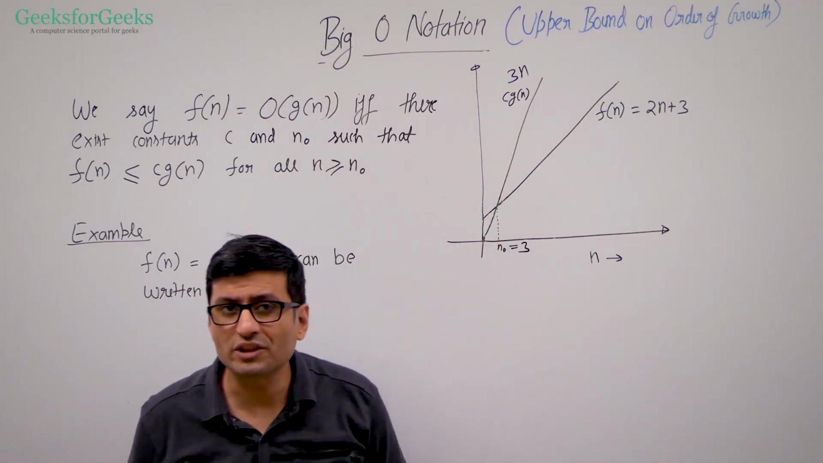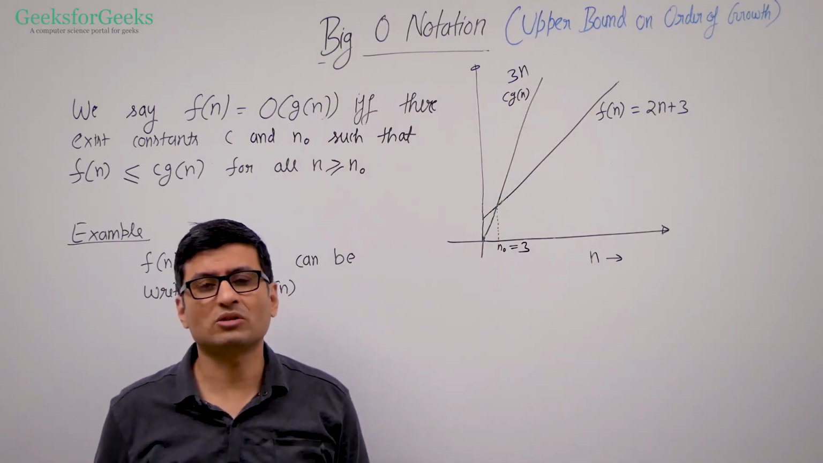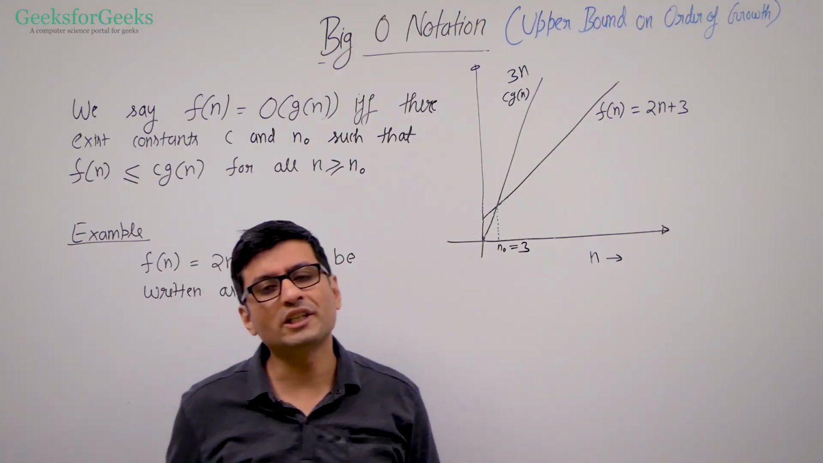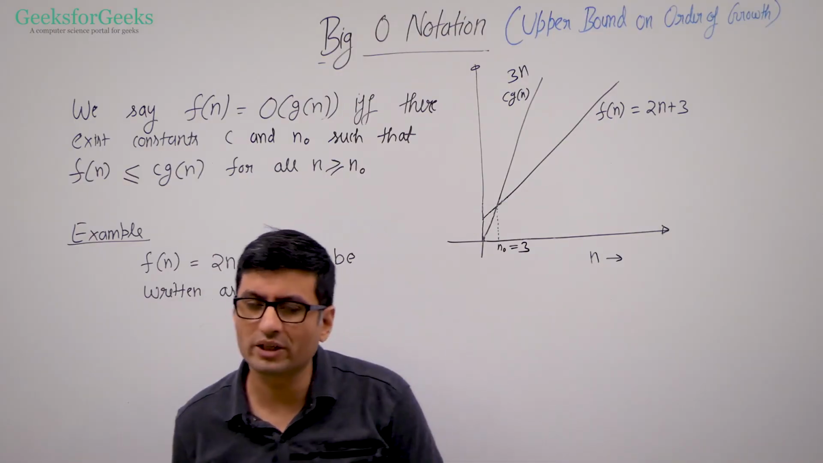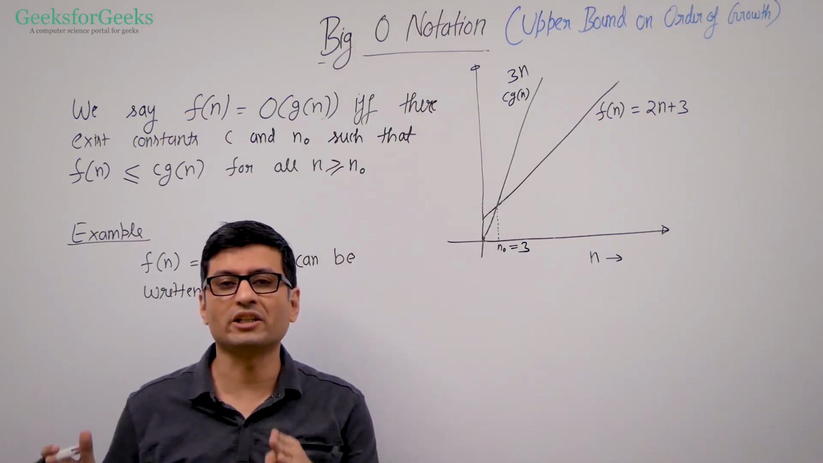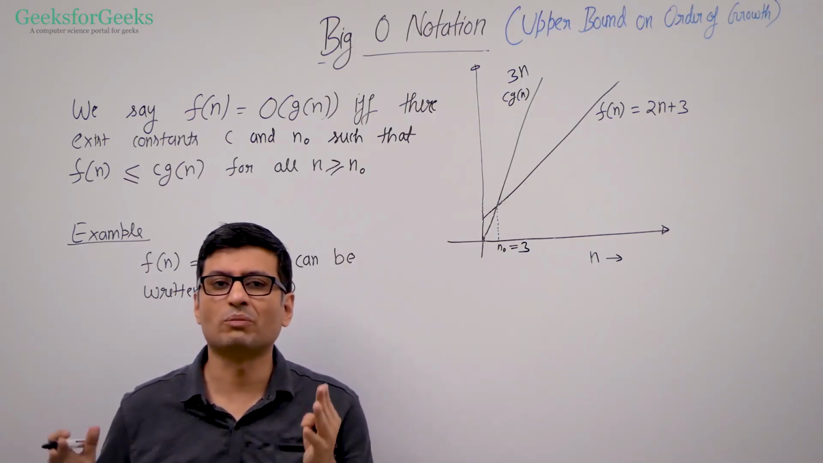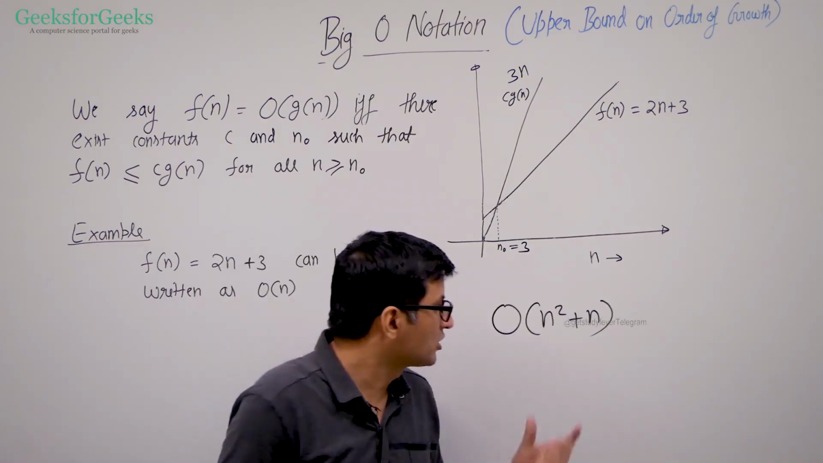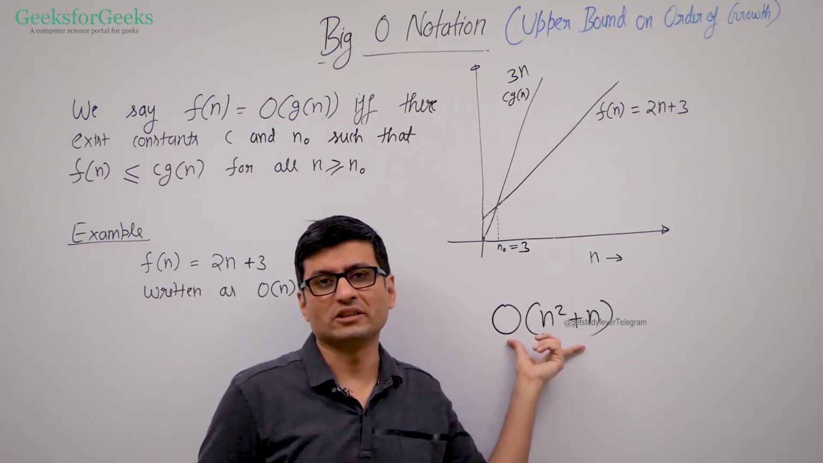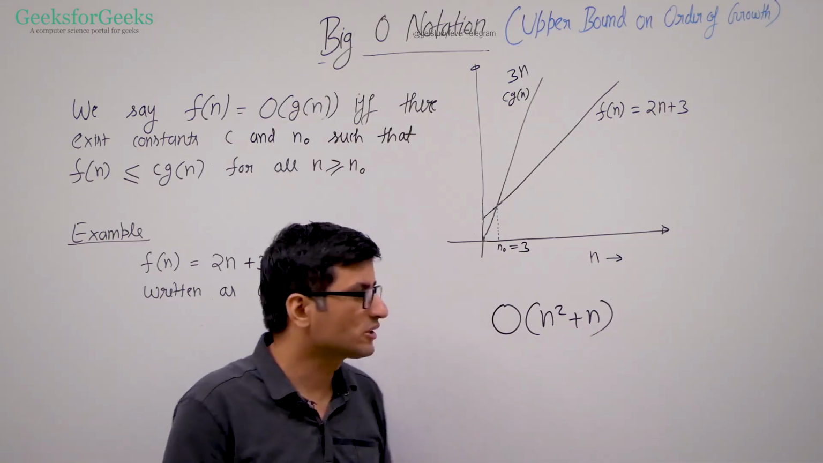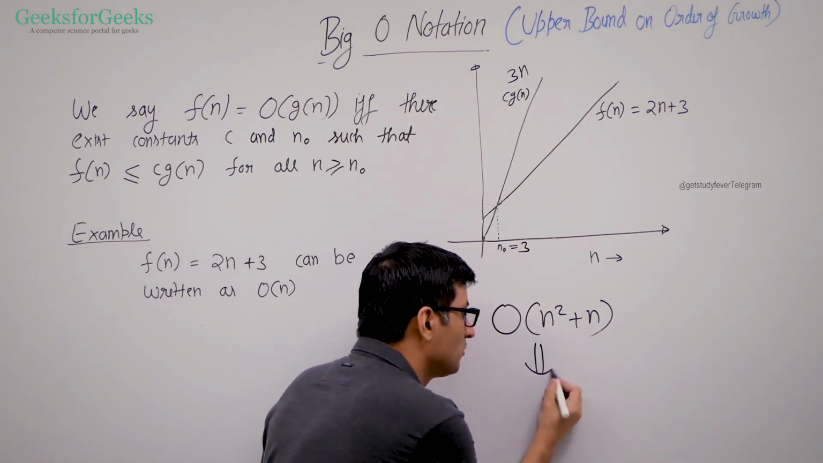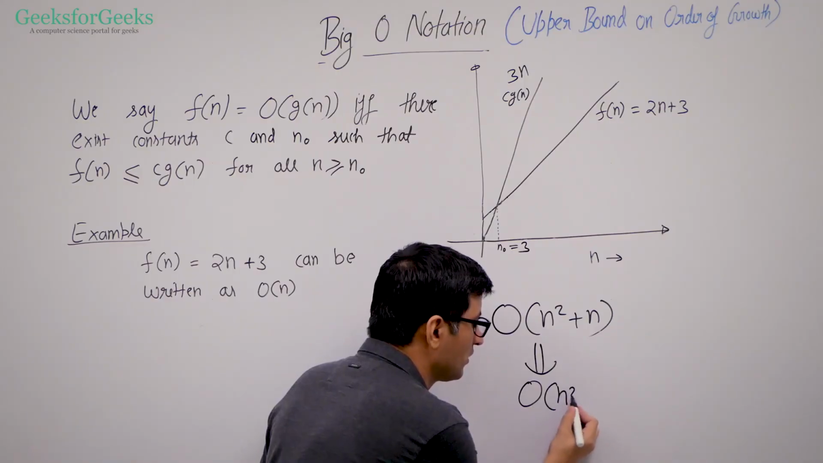So Big O notation simply represents order of growth. Constants do not matter. Lower order terms do not matter in Big O notation. There's no point writing the lower order terms. There's no point writing the constants. There's no point writing Big O notation like this. You know this term is a lower order term. You can always ignore this. This is equivalent to Big O n square.